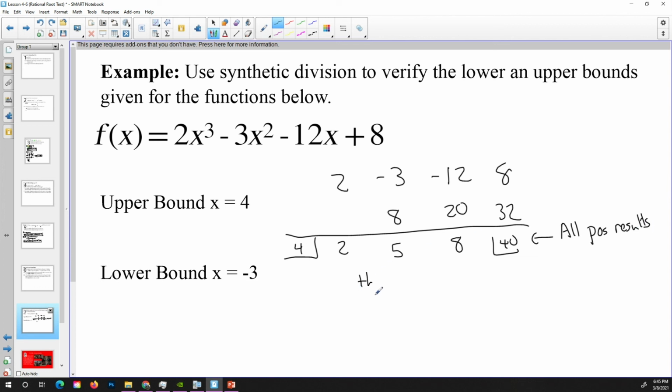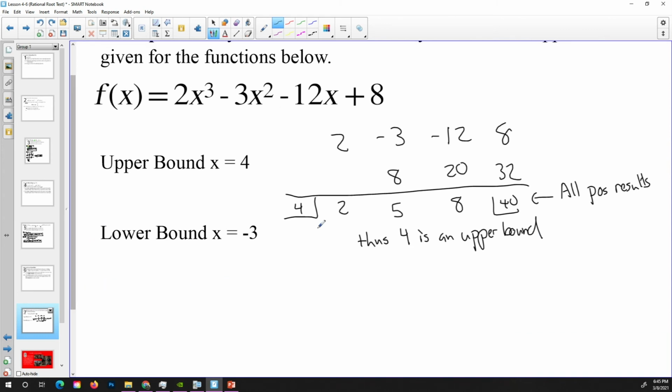Thus, 4 is an upper bound. All right? And so we know, what is the conclusion? We know that there is not going to be any 0 of this polynomial that's bigger than 4. All of the zeros for this polynomial must be smaller than 4.